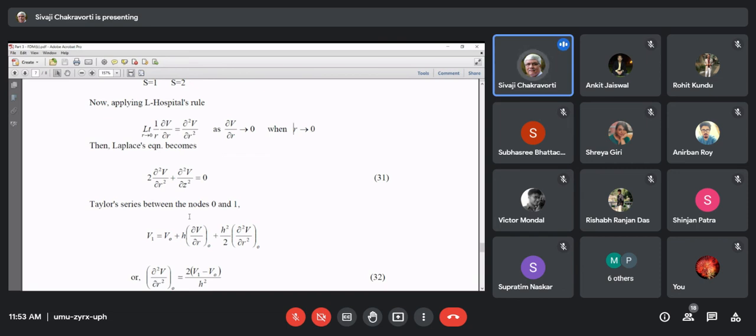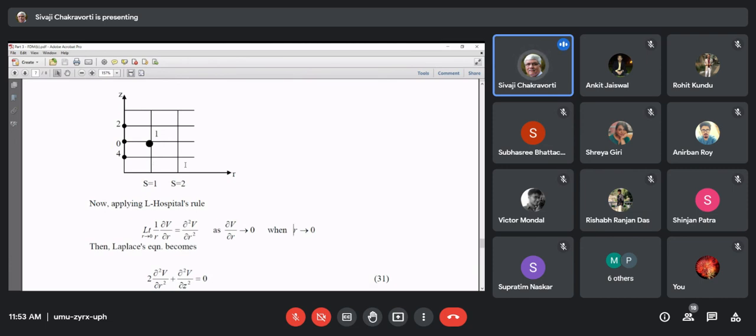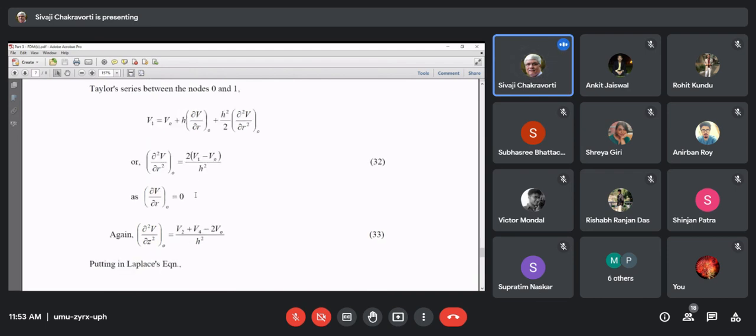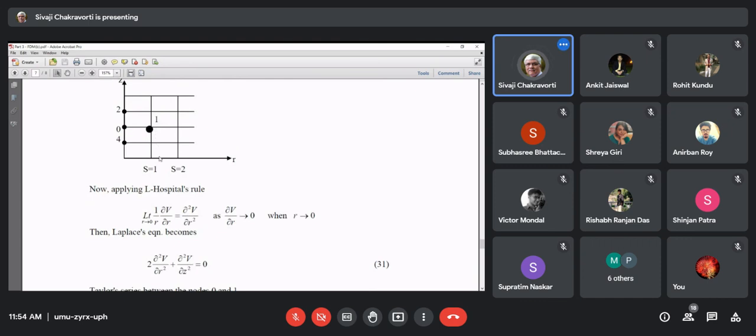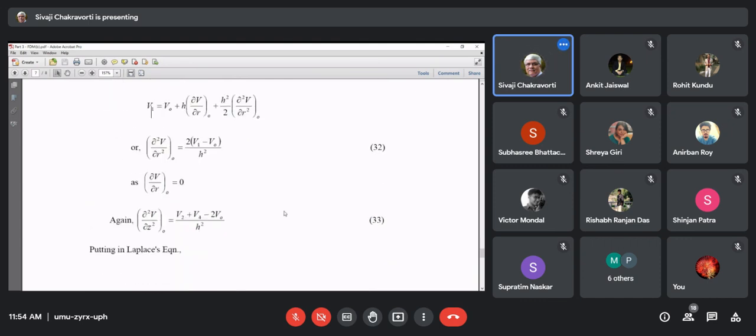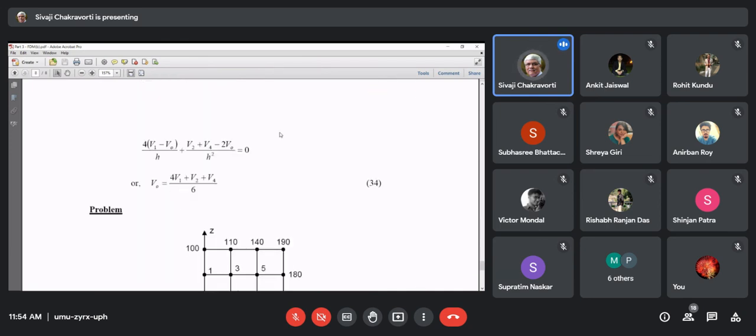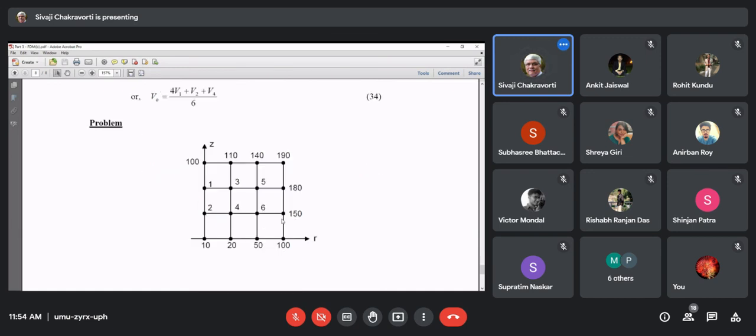Fine. If that is the case, then we apply Taylor series between 0 and 1. I get this one, but ∂V/∂r at 0 is 0, so the second term becomes 0. Straight away I get ∂²V/∂r², and I apply Taylor series between 0 and 2, 0 and 4, I get ∂²V/∂z², and then I put that in the equation, and I get equation 34, which is actually the equation for a node on the axis of symmetry.